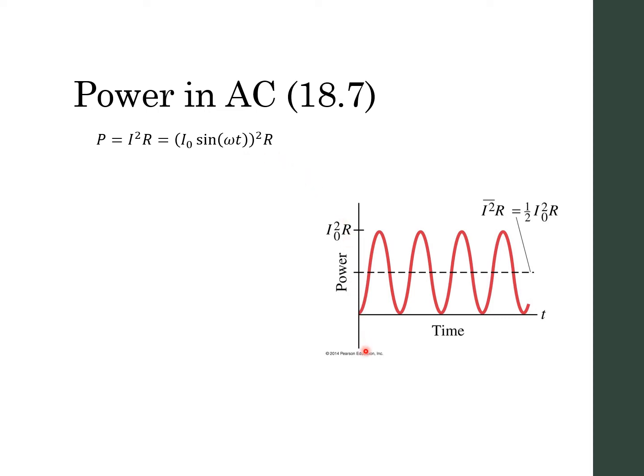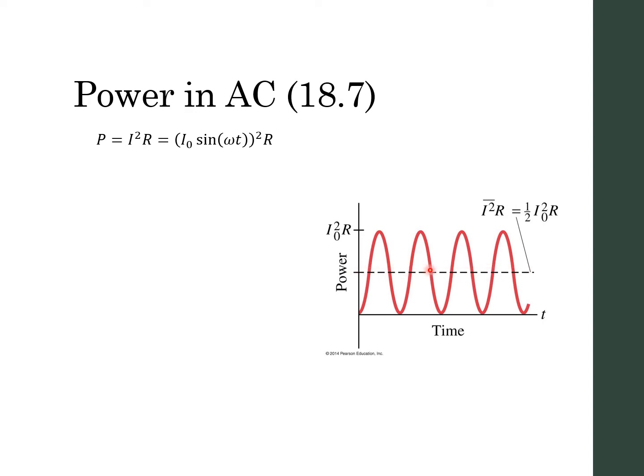So here we have our graph. It's power as a function of time. Because we've squared our value, we don't have anything negative. We always have a positive power value, just going to be bigger. And what I want to focus on right now is this dashed line.